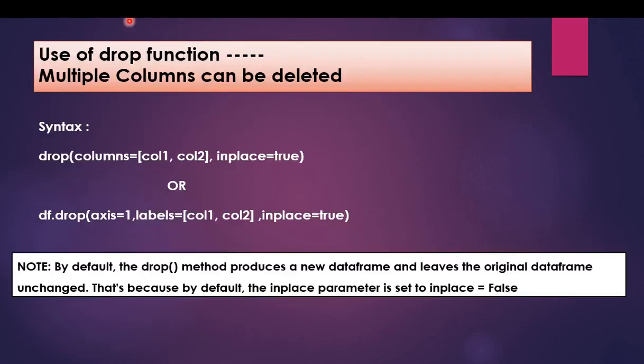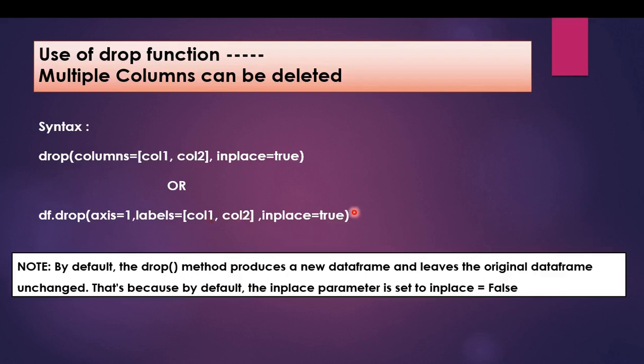Now let's see the usage of the drop function. By using the drop function, you can delete multiple columns, and there are two different versions of this drop statement. Df.drop columns equals to, inside square brackets you can give multiple column names, comma inplace equals to true, or df.drop axis equal to 1, labels equals to inside square brackets list of columns, inplace equals to true.